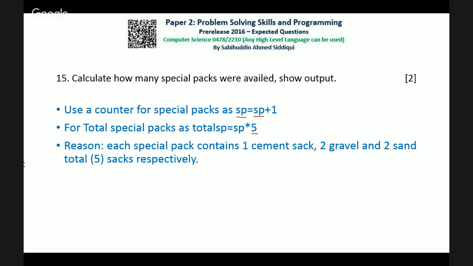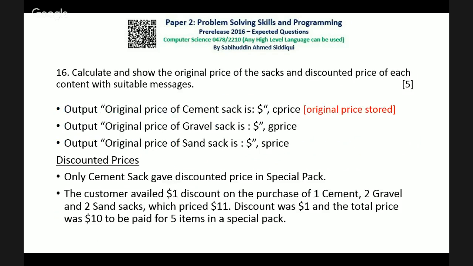Now question number 16. Calculate and show the original price of the sack and discounted price for each content with suitable message. This is of 5 marks. Now you have to just mention the original price of cement sack in dollars. The C price, the original price, you have stored in a variable. Let's suppose C price equals 3, G price equals 2 and S price equals 2.